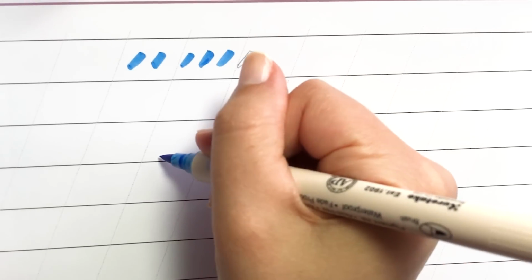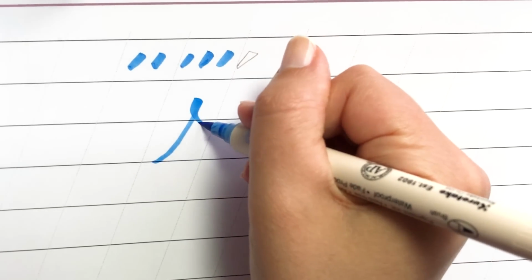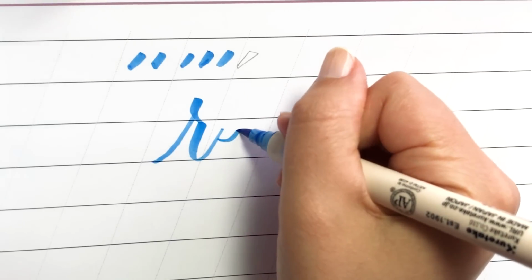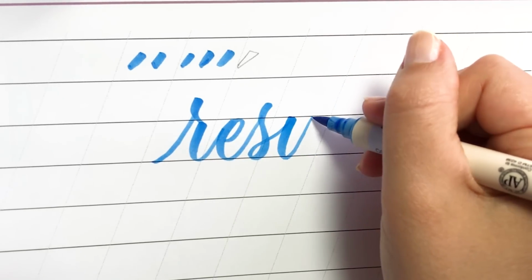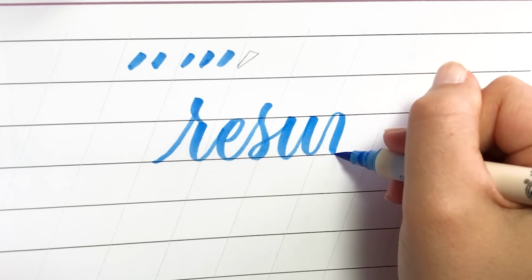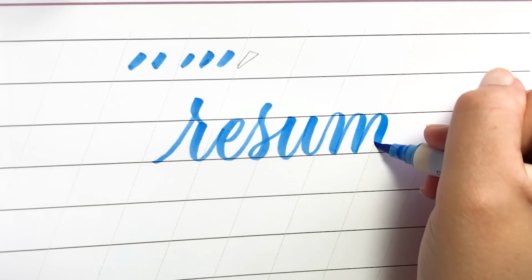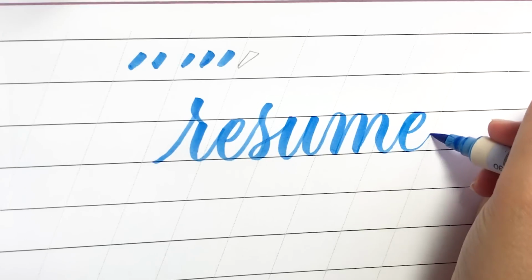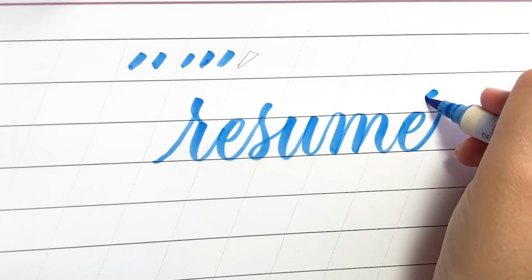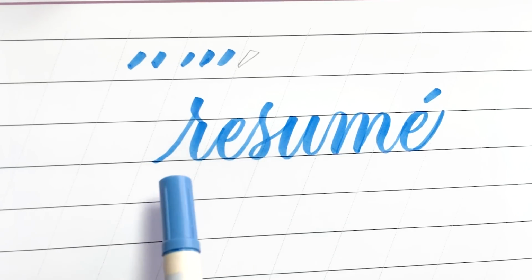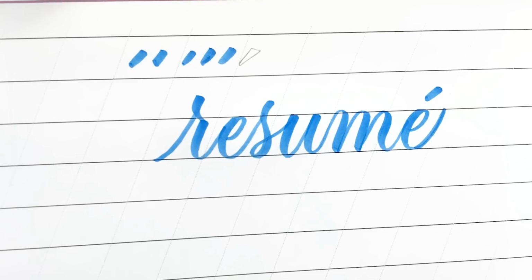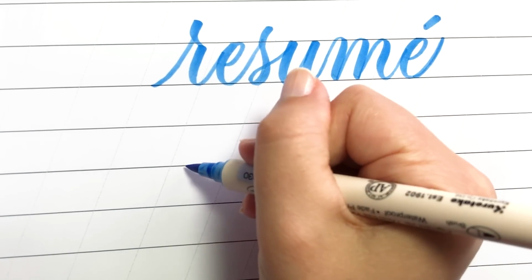Now the acute accent, you might see it in words where the E is becoming an A sound, like resume or fiance. It also helps to distinguish two words that sound different, so this isn't resume, it's resume, or expose could become expose with that accent.